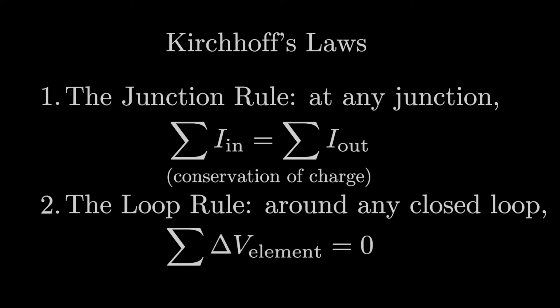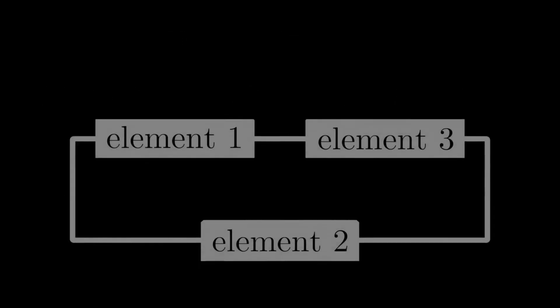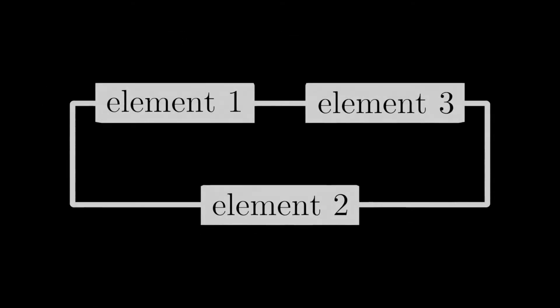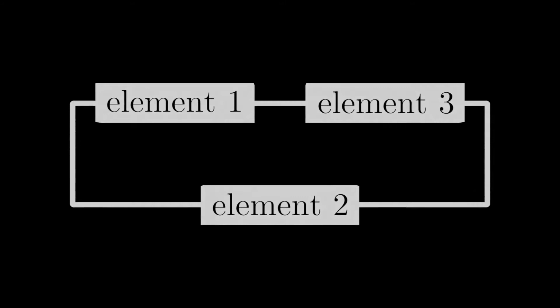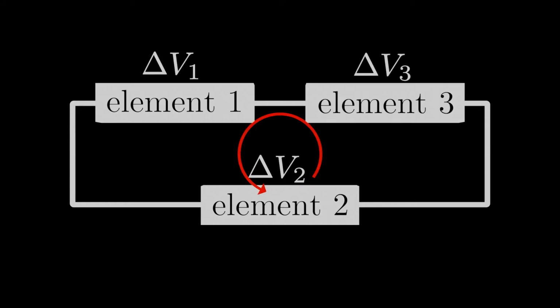To see why this is true, consider a closed loop within a circuit with a few elements 1, 2, and 3. We don't even need to know what these elements are. Each could be a battery, resistor, capacitor, you name it. However, each is definitely going to have some potential difference across it, either positive or negative. So why don't we say the potential difference across the first element is delta V1, and so on. Now the signs actually matter here, so for the sake of establishing some convention, let's say that our potential differences are measured counterclockwise around the loop.